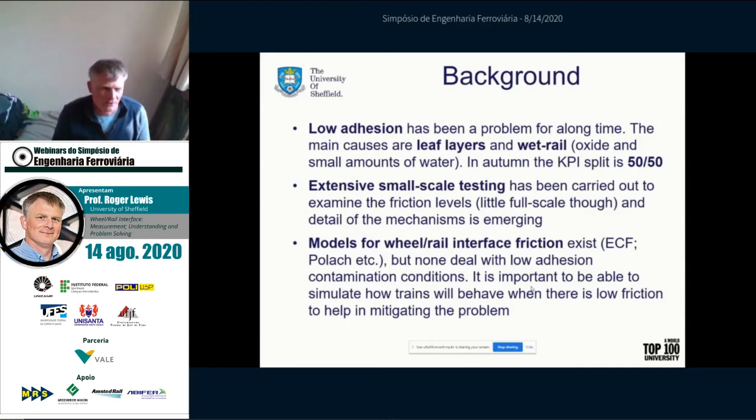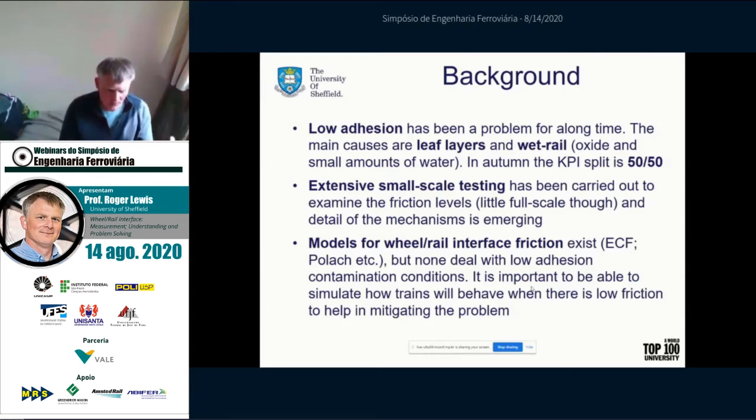So low adhesion is a constant problem in the UK. The biggest problem, I guess, during autumn is leaves, but we also have a phenomenon which is known as wet rail. So it's when we have oxide and small amounts of water in the contact, causing low friction.